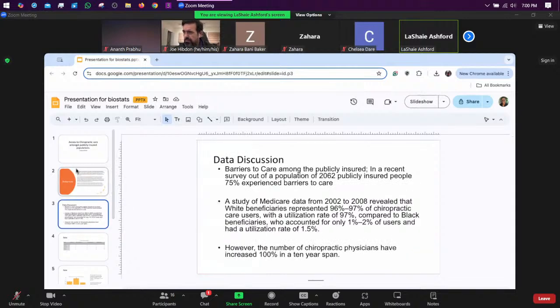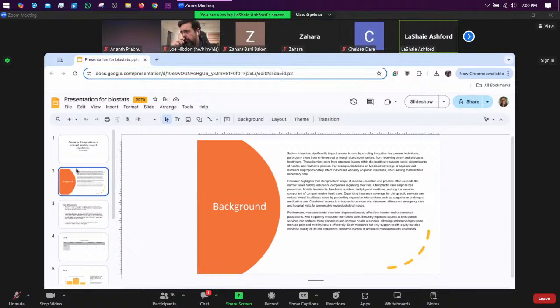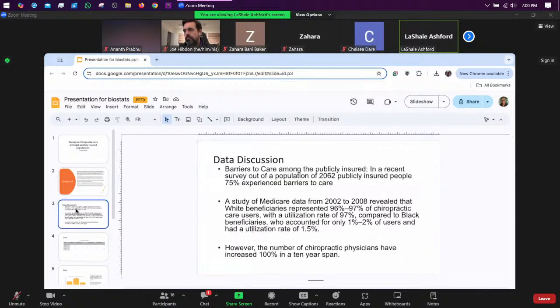So what are the barriers, right? Transportation, education about the scope of work of doctors other than just surgeons, money and insurance coverage, and also discrimination. So let's chit chat about the data. In a recent survey of a population of over 2,000, 75% of the publicly insured people experienced barriers.